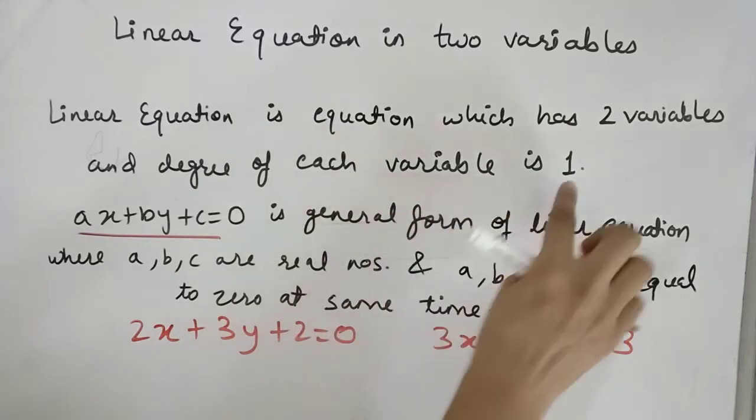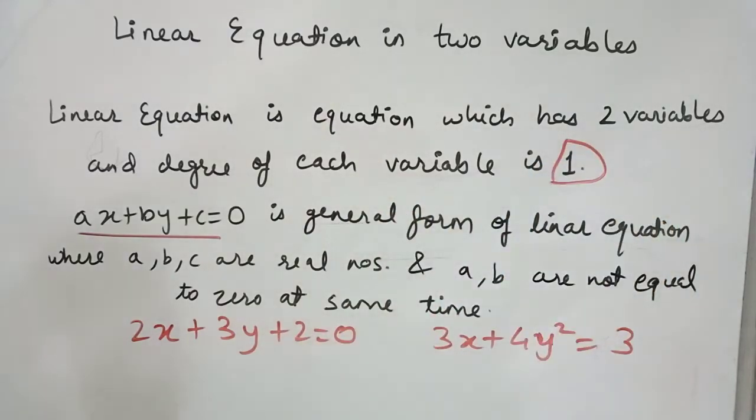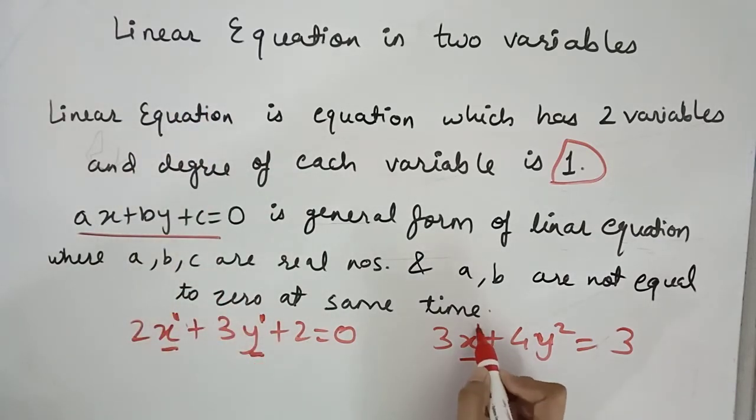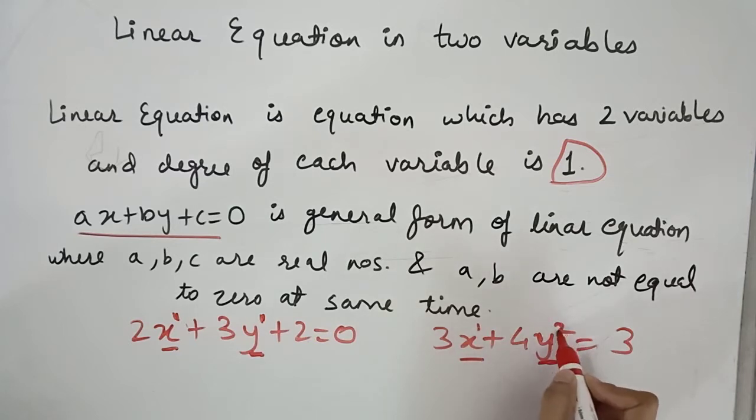Now a linear equation is an equation which has two variables, right? And the degree of each variable should be 1. Degree is important. So here we can see there are two variables x and y. The degree of both variables is 1, so this will be a linear equation. Here we can see the degree of x is 1 but the degree of y is 2. So this cannot be a linear equation.